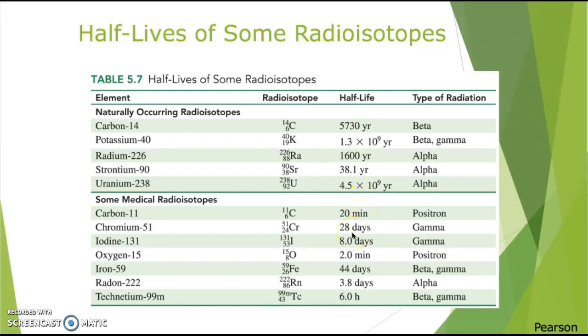Chromium-51 is 28 days. 6 hours is for technetium-99. Radon-222, 3.8 days, etc. 2 minutes is for oxygen-15. So all of these are examples of naturally occurring radioisotopes and some of the medical radioisotopes, and as you can see, the naturally occurring ones have a large half-life, versus the medical radioisotopes, which have a lot smaller half-life.